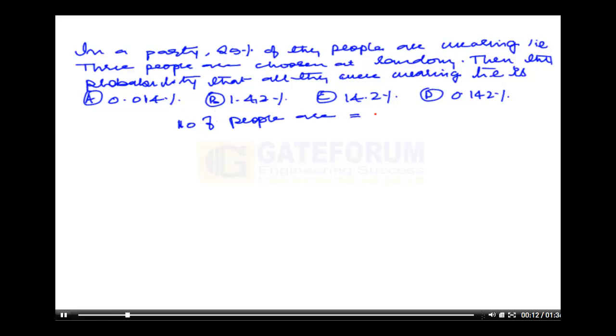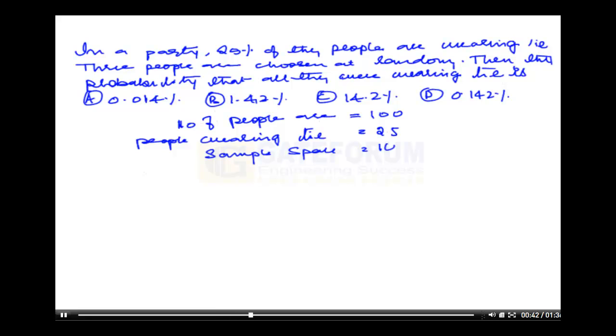People are 100, and the people wearing a tie are 25%. Therefore, it is 25. Now we are taking 3 people at a time. Therefore, the sample space, that means possible outcomes, is 100C3. But we have to find the probability that all the 3 are wearing ties.